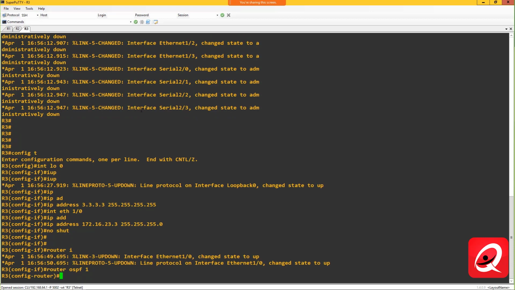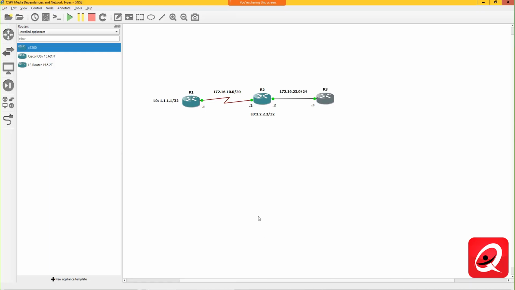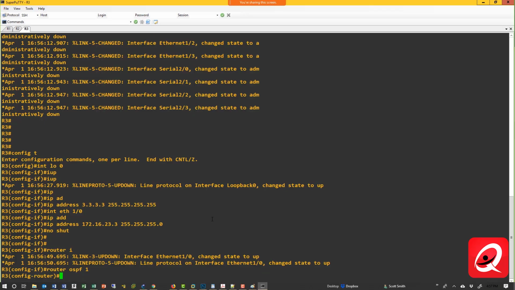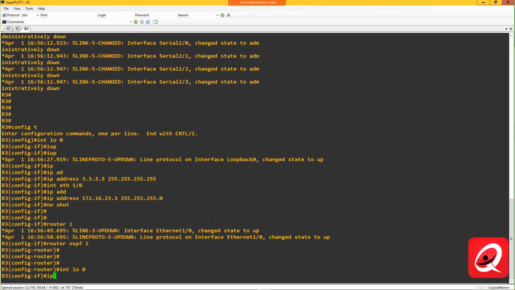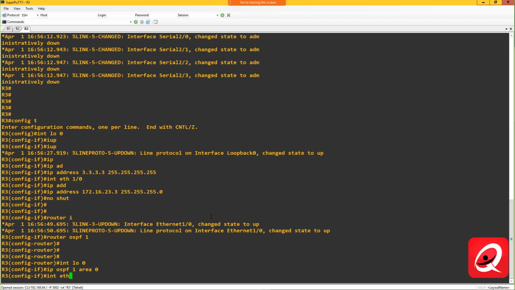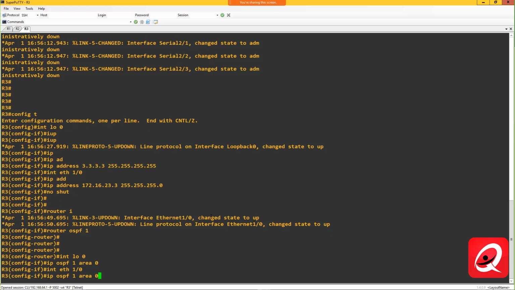Okay. Router OSPF 1. So I'm going to start the routing process. Now, before we actually get into starting the routing process, I want to do a couple things here. 3.3.3.3 is the loopback, which we know is also going to end up becoming the router ID for that router, now that we've started the OSPF process. All right, and we'll go to interface loopback 0, IP OSPF 1 area 0, and interface Ethernet 1.0, same thing.